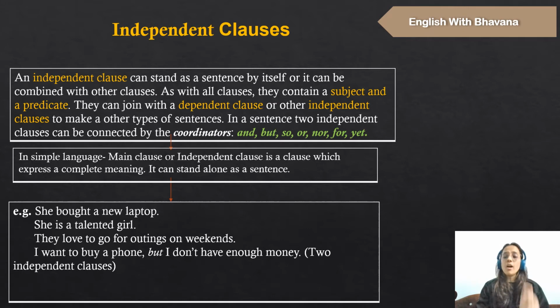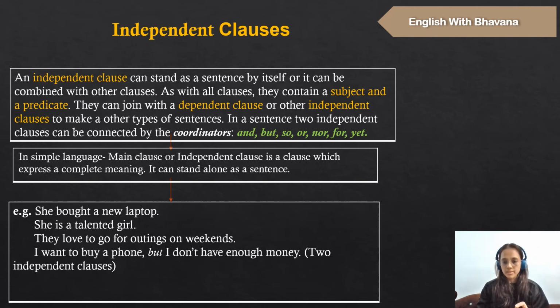Independent clause. If you have gone through my video on sentence structure, the previous video, I have taught you over there that in complex and compound sentences, there are words like independent clause and dependent clause. For that reason, I would request you, please go through this video first and then go to the sentence structure video, so that both topics are interrelated and you understand well. An independent clause, as the name says, independent, remember, can stand as a sentence by itself or it can be combined with other clauses.